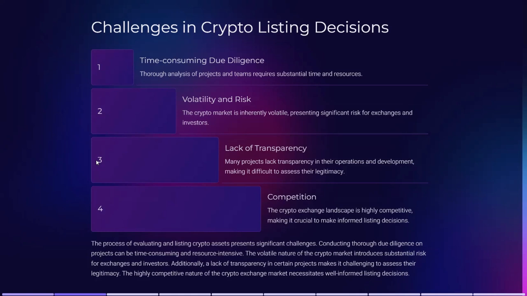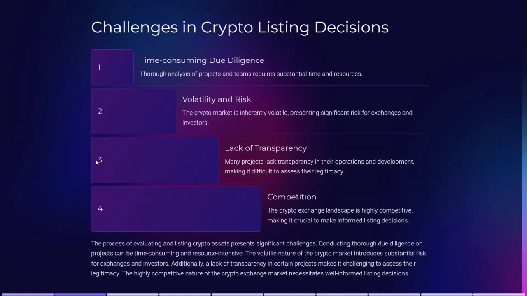Second of all, volatility and risk. We all know that, at the moment, the crypto market is inherently volatile. It goes up and down quite frequently, and it does present significant risk for exchanges and investors. So, which is why we do need these white papers. And the same goes for point number 3 as well, lack of transparency.